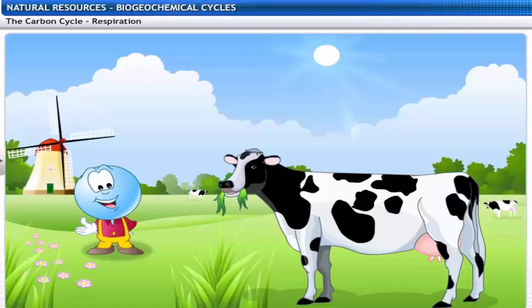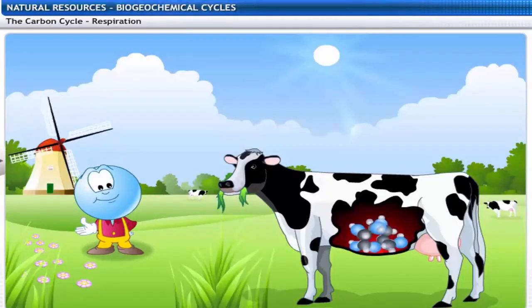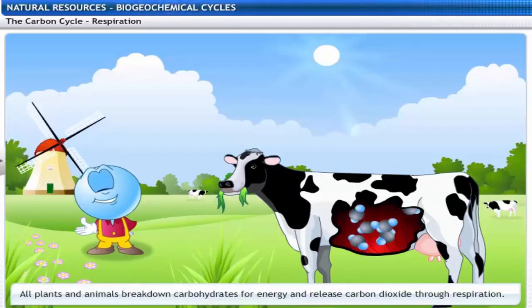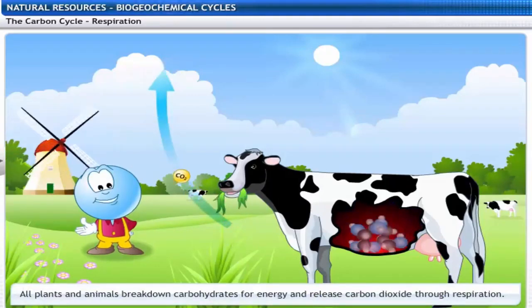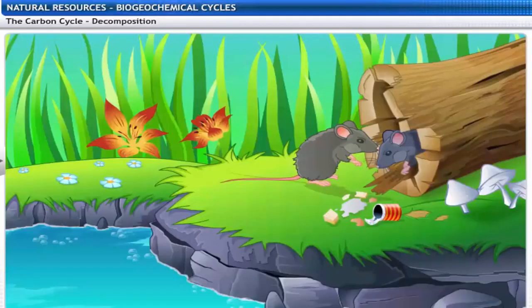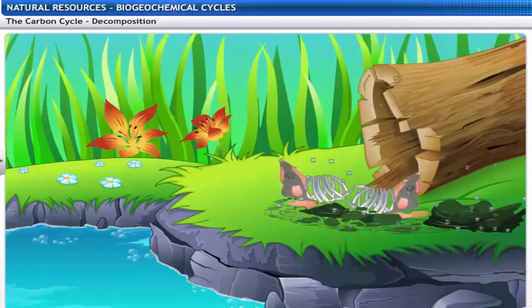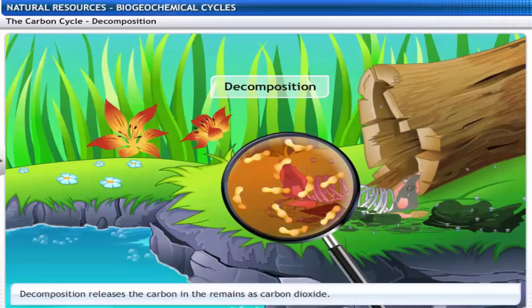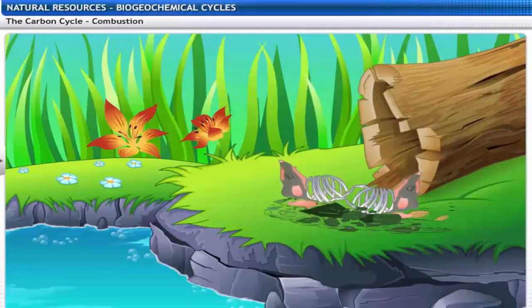Wondering what happens to the carbohydrates? Well, all plants and animals break down carbohydrates for energy and release carbon dioxide through respiration. Dead plants and animals are decomposed by fungi and bacteria. This decomposition releases the carbon in the remains as carbon dioxide.